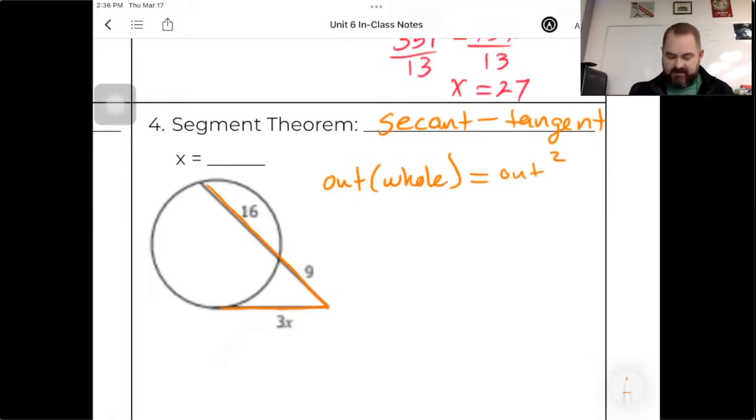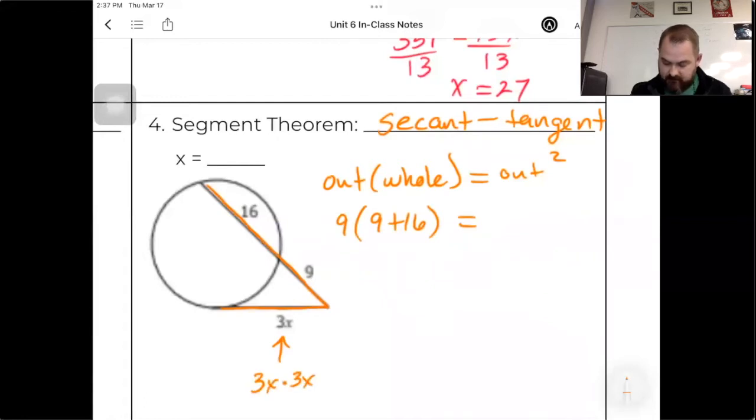So for the secant, the outside portion is 9. The whole thing would be 9 plus 16. But for the outside portion of the tangent, that's 3x squared. Remember, that means 3x times itself. So when I do 3x squared, I actually need to think of it as 3x in parentheses squared to make sure that I end up doing the 3 squared as well. So that's 9x squared. On this side, I still have a 9 out front. Let's go ahead and add those inside, though. 9 plus 16 is just 25.